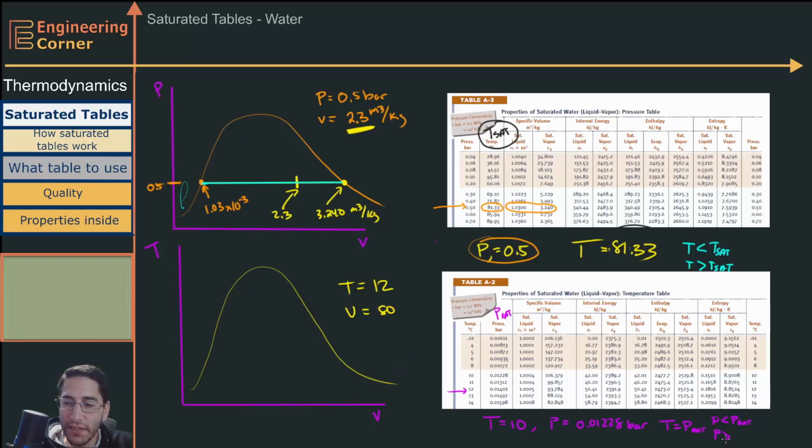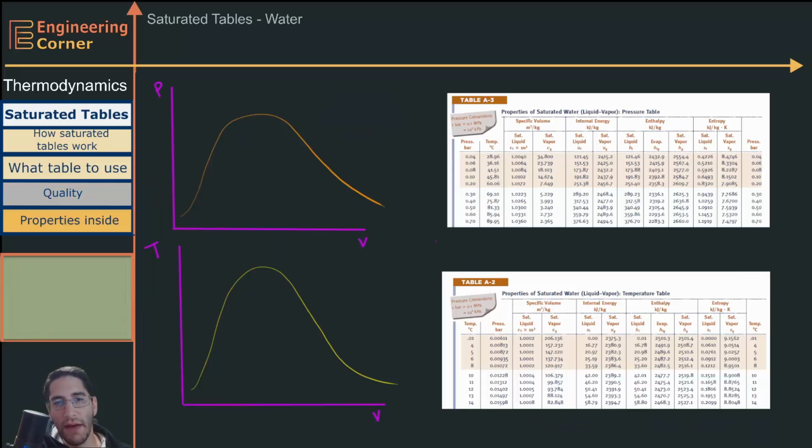If my pressure is greater than my saturated pressure, then I'm in my compressed area over here. So that's how we know what table is valid, if we can use the pressure table, if we can't use the pressure table. So now let's say we have a volume.